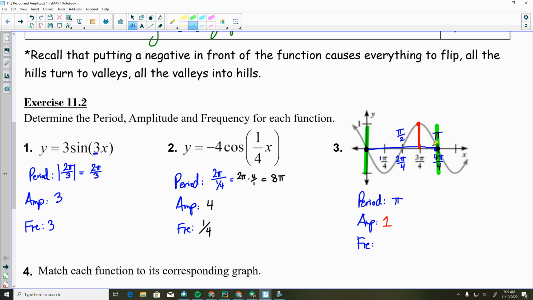So let's think about it this way. From 0 to pi, it goes through one cycle. It does one cycle, okay? How many cycles would it go through in 2 pi? It would go through 2 cycles, okay, by the time it got to 2 pi. So our frequency would end up being 2 pi.